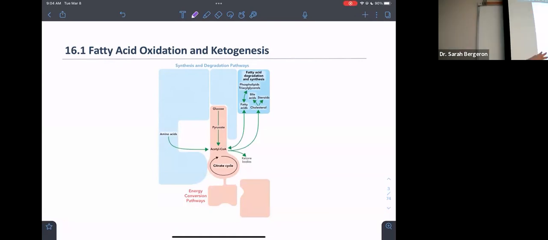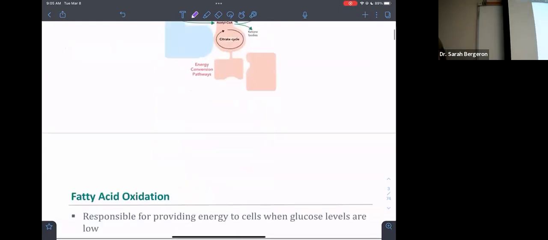Exactly right. And what's the other thing we've already talked about, how we make cholesterol? What's one of the precursors for cholesterol? Acetyl-CoA. Acetyl-CoA is also a precursor for ketone bodies, which we'll talk about in ketogenesis. So acetyl-CoA is really our key player here.